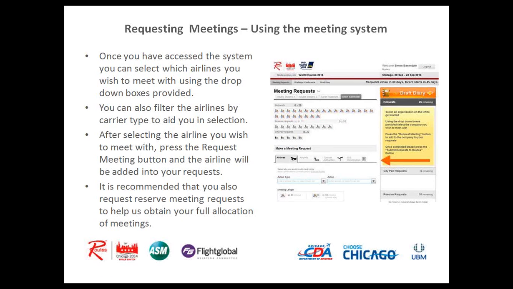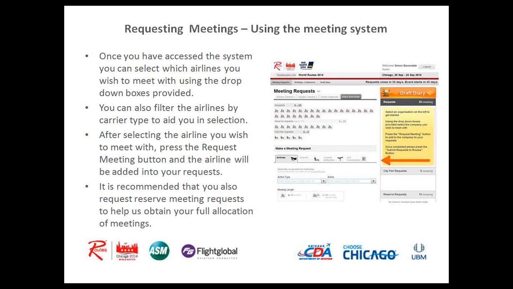Once you've accessed the system, you'll see the page on the right-hand side. This page is the landing page for the system. It will initially give you a series of instructions on how to use the system and the basic functionality, if it's your first time using it. You'll see in the middle of the page the different company types that you'll be able to request. So we've got airlines, airports, tourism authorities, and slot coordinators.